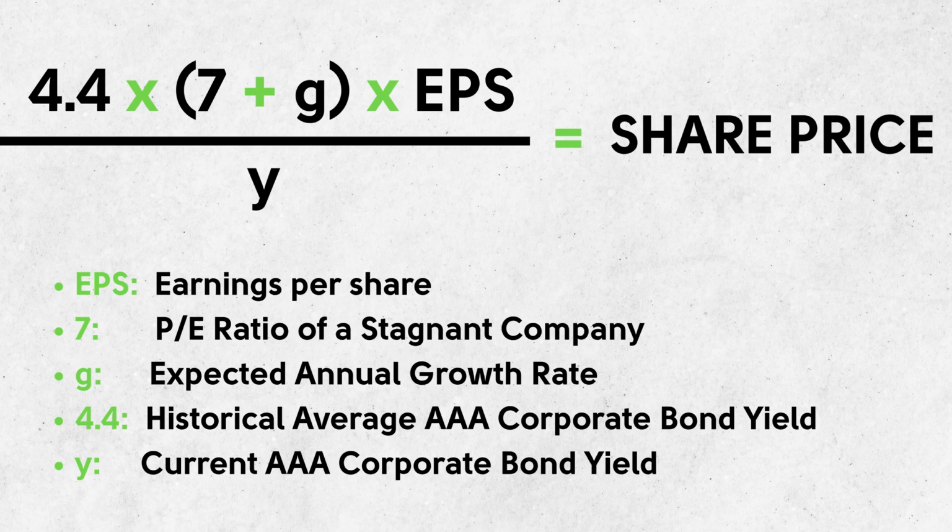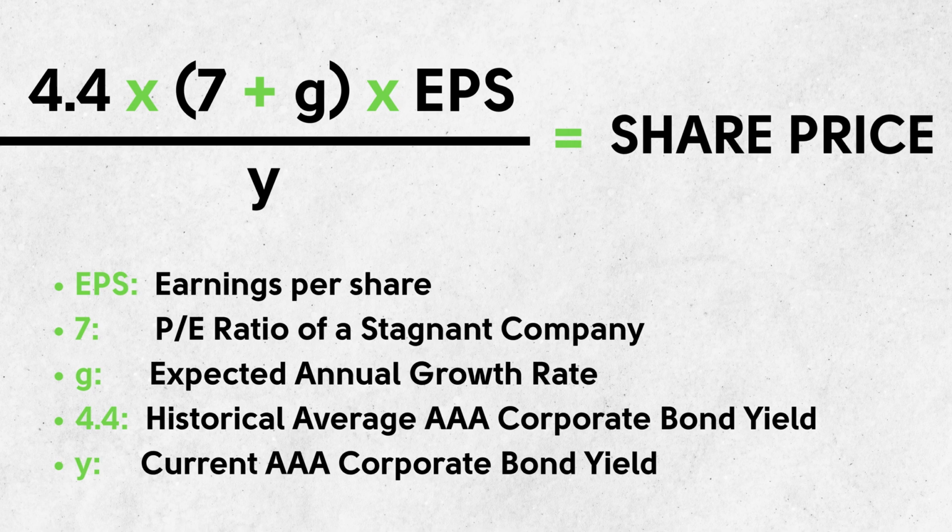G is the expected annual growth rate of the company. Back in Benjamin Graham's day, this used to be 2 times the growth rate, but again, today it's just been updated to G. 4.4 is the historical average yield of AAA corporate bonds. And then Y is the current yield of AAA corporate bonds. You can find this through a simple Google search.